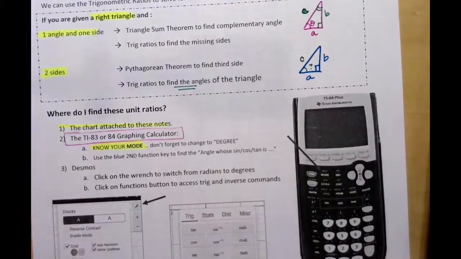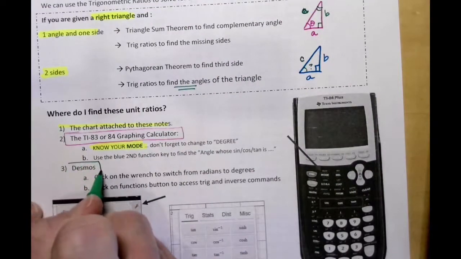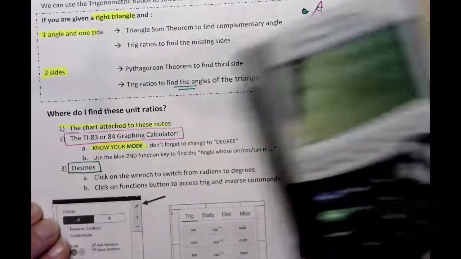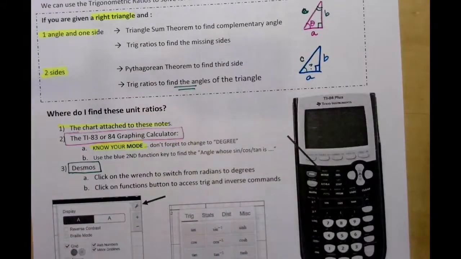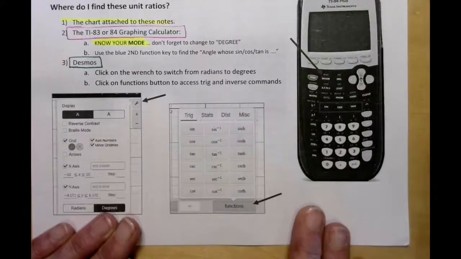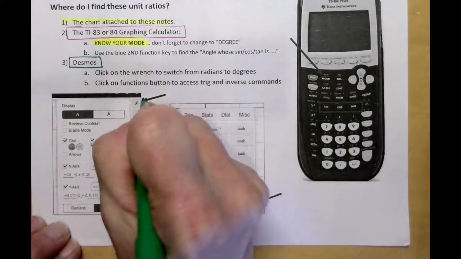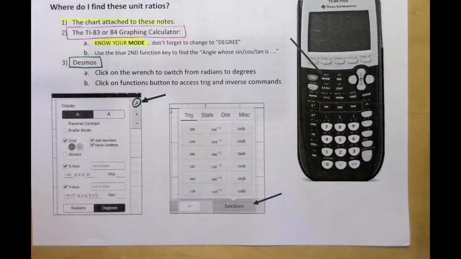Guess what? Desmos is also a valuable resource for you. If you don't have a graphing calculator and you don't want to use the chart, you can go to Desmos, and Desmos will also give you these values. You first need to make sure that you click on this wrench here, in the upper right-hand corner of your screen. If you don't click on the wrench and click on degrees, the default again is radians, and you'll end up with a lot of inaccurate ratios. So you need to make sure that you click on the wrench and switch from radians to degrees.